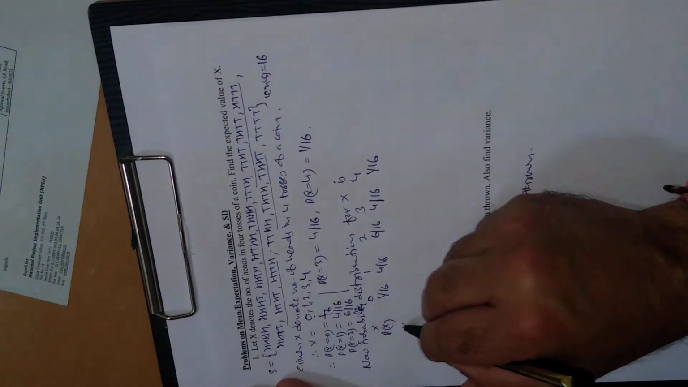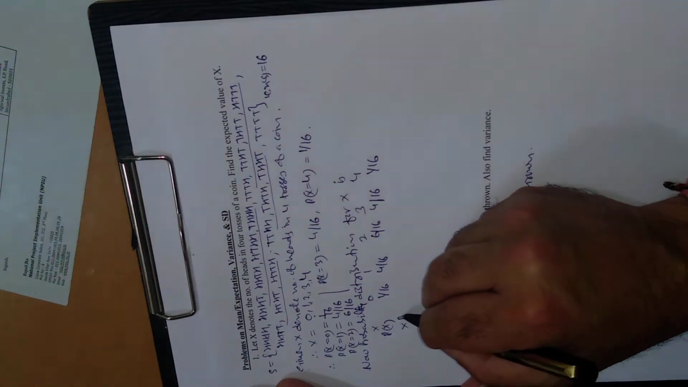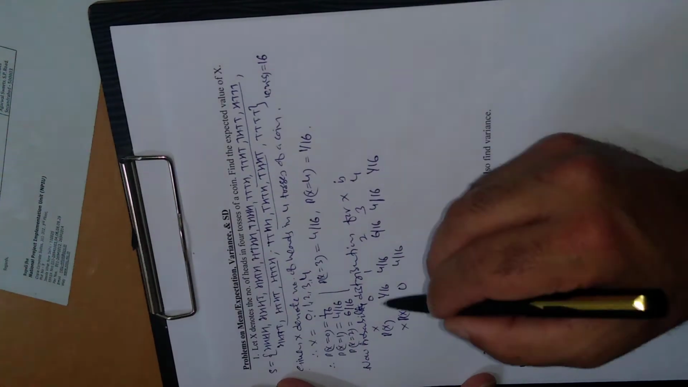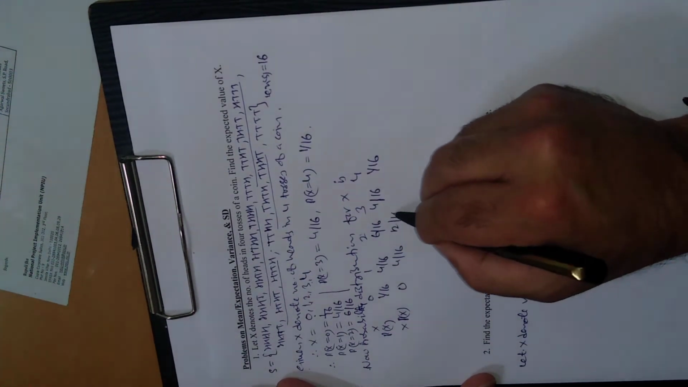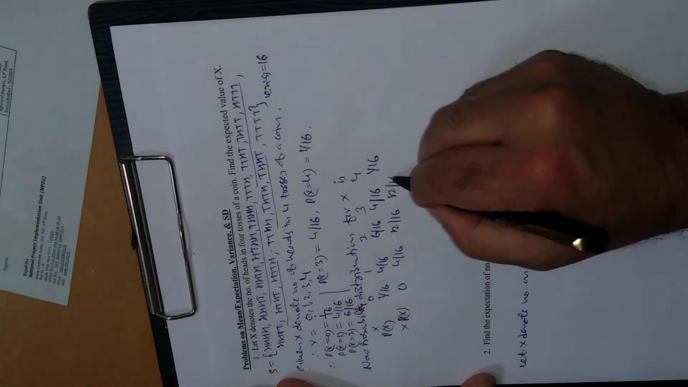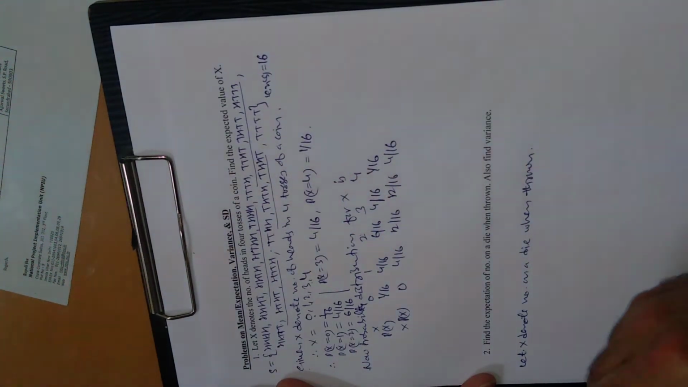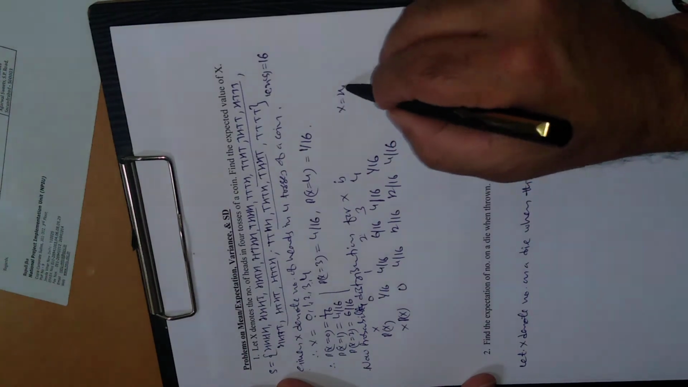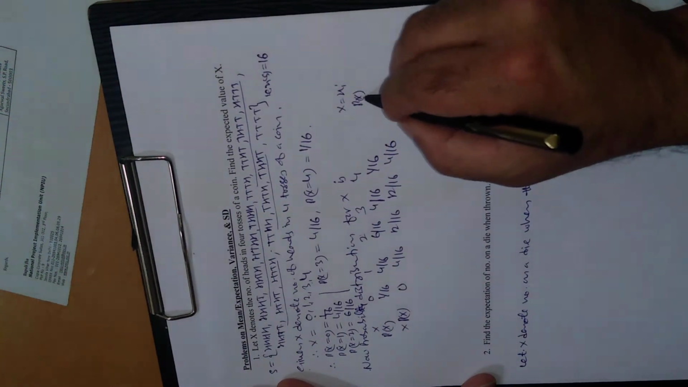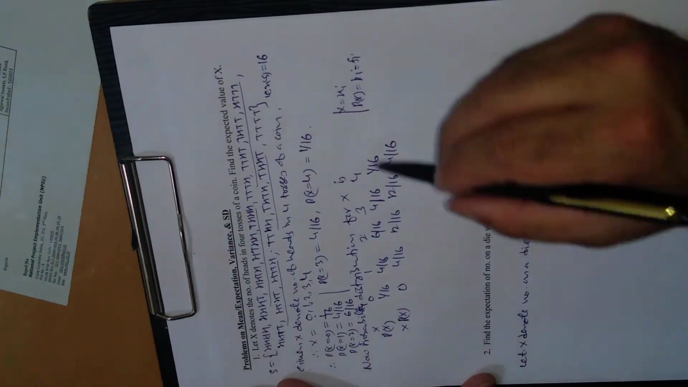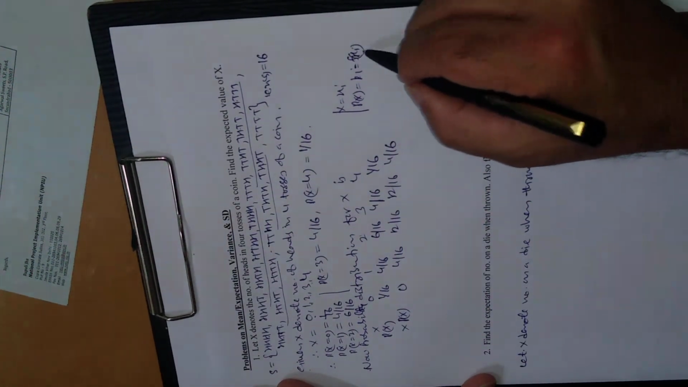Now multiply these two, x into p of x. 0 corresponds to 0; 1 times 4 by 16 is 4 upon 16; 2 times 6 by 16 is 12 upon 16. Multiply these two, 12 upon 16, multiply this, 4 upon 16. And x can be written as xi and p of x can be written as pi. This is the similar notation as we know. This is f of xi also.